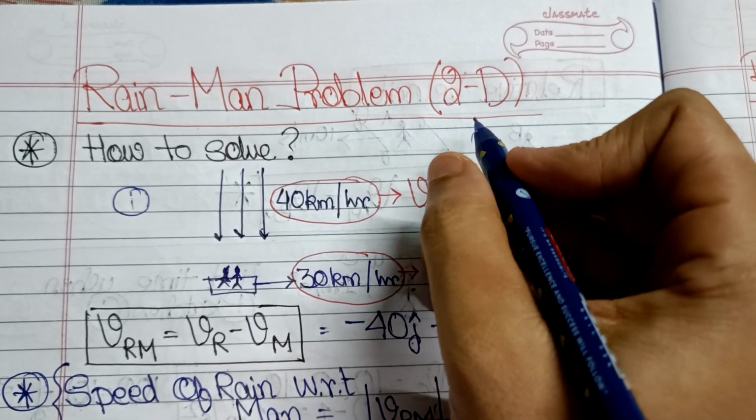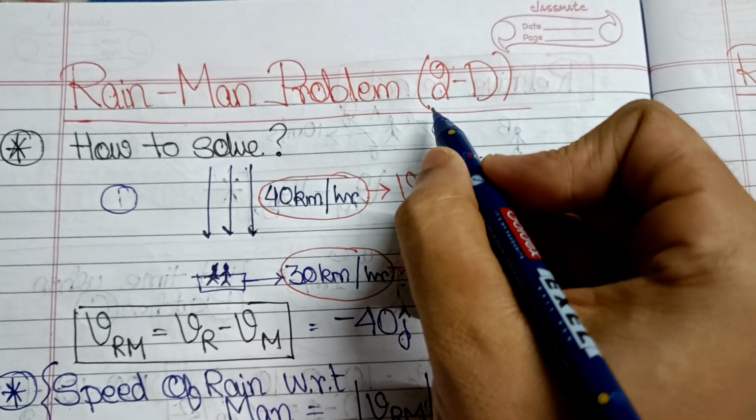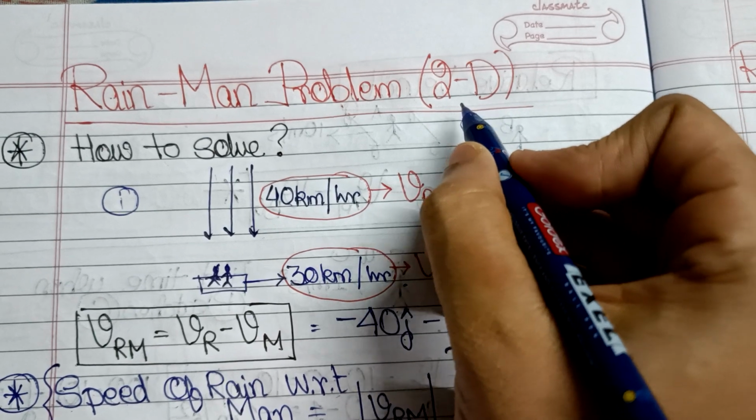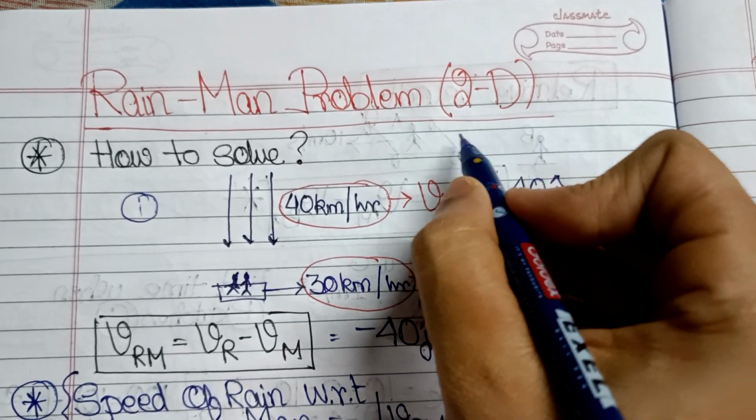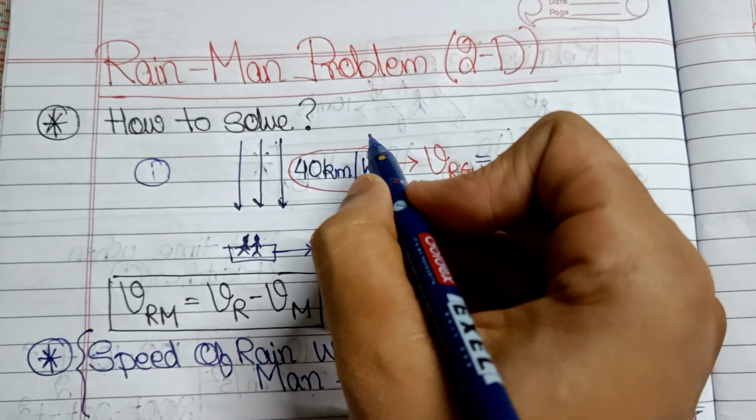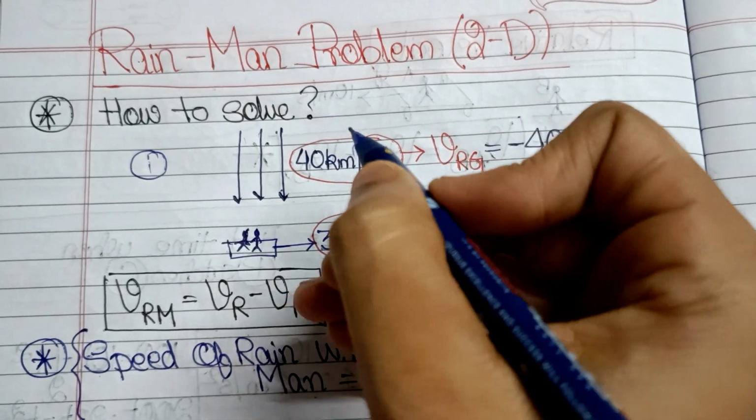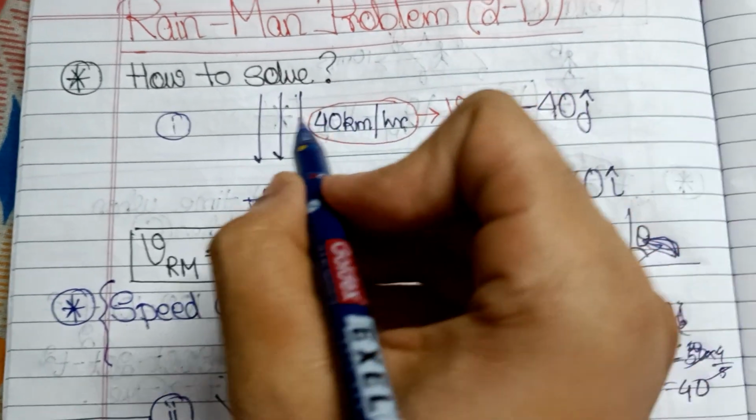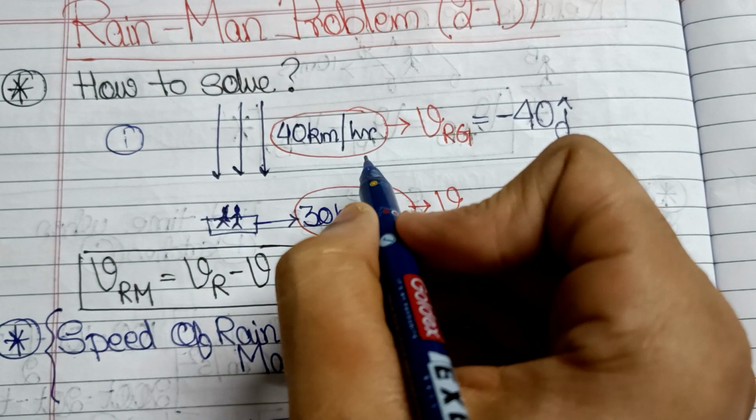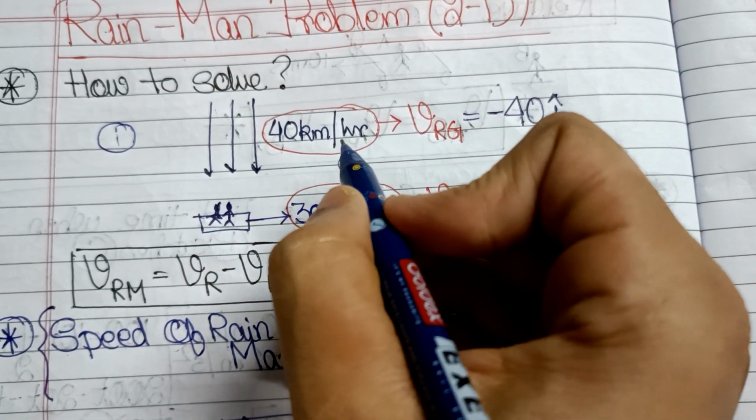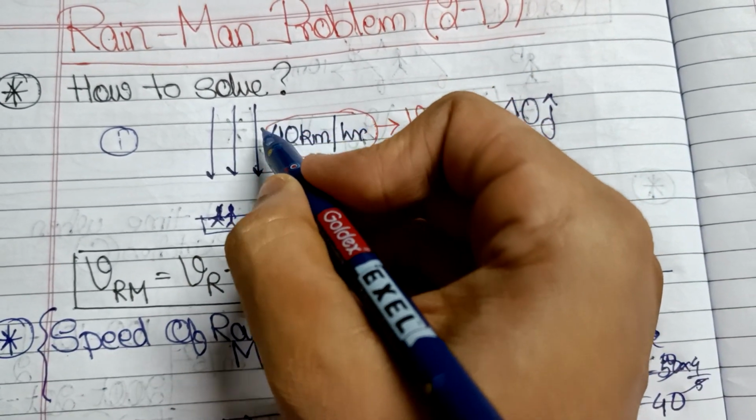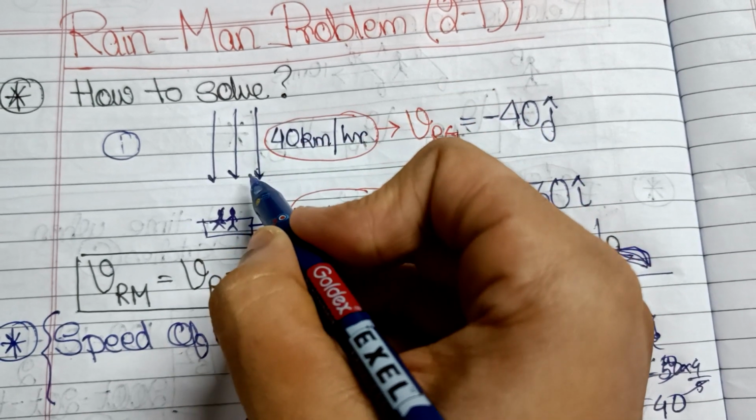So today's topic is about the Rain Man problems, which comes under the topic relative motion 2D. So the first question which arises in our mind is about how to solve this kind of questions.